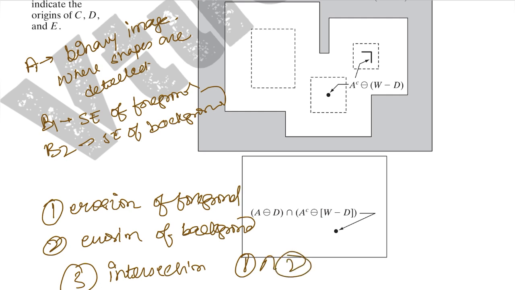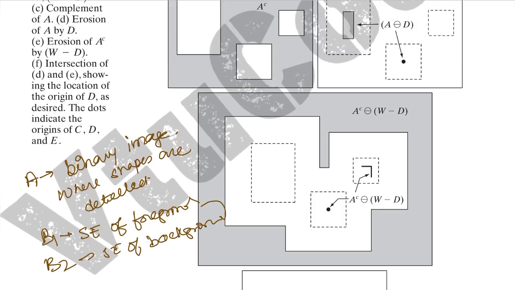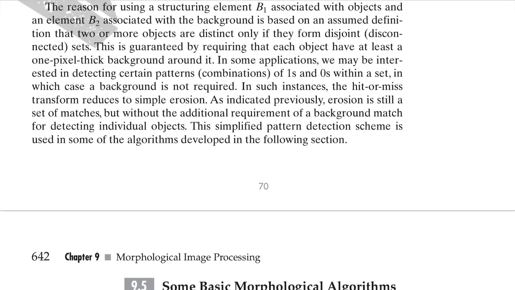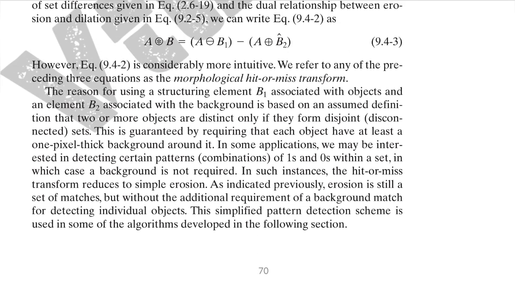Whatever the result is gives you the interpretation. Why do we use the hit and miss transform? It is mainly used for shape recognition, thinning algorithms, and noise filtering.